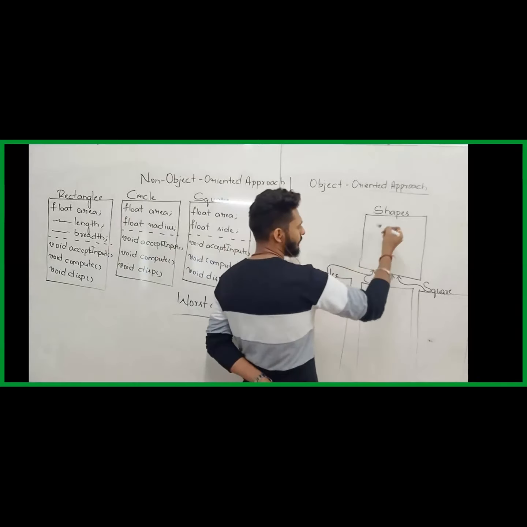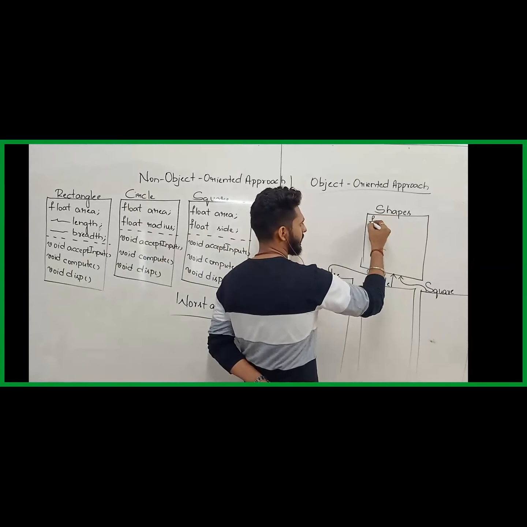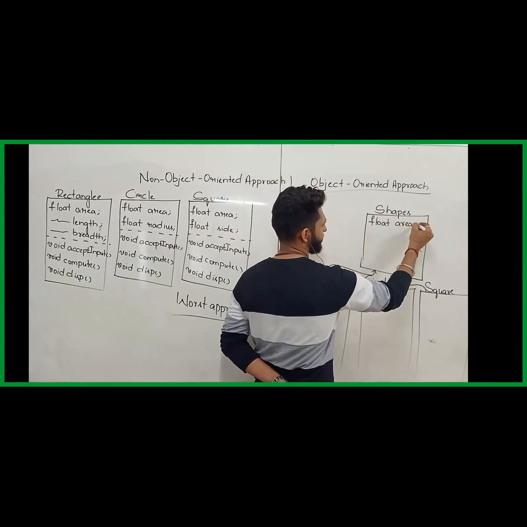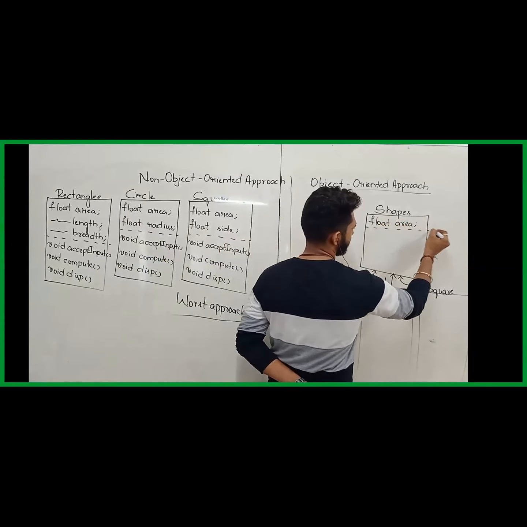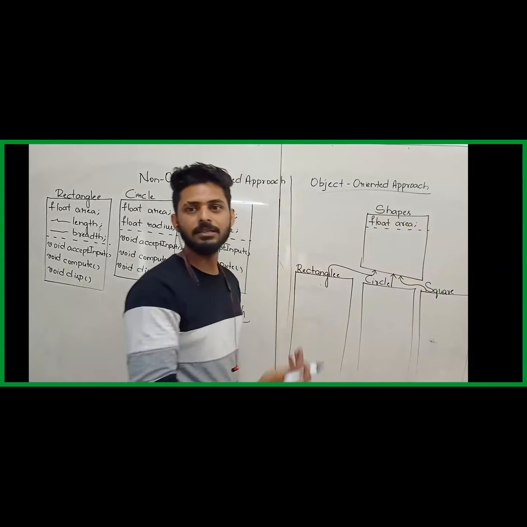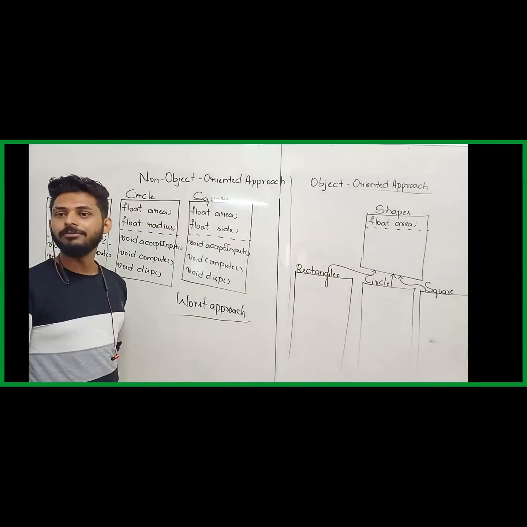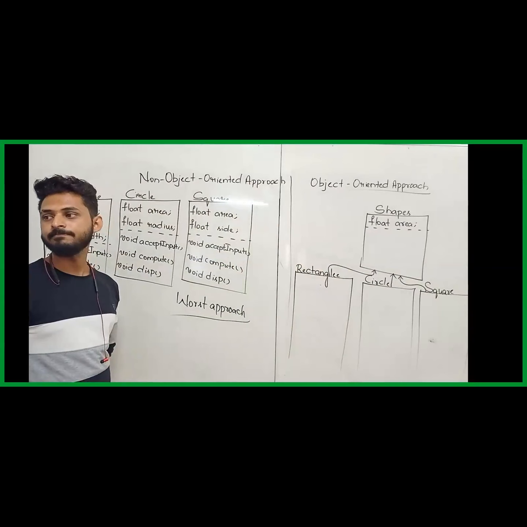Whatever is common for all the classes, I'll keep it in the parent class. And then should I keep length, breadth, side, radius? Because that is not common for every class. Then what should I do?